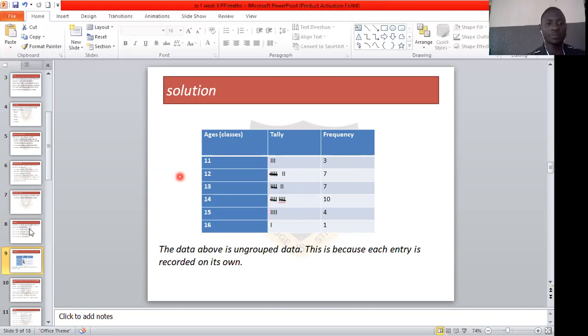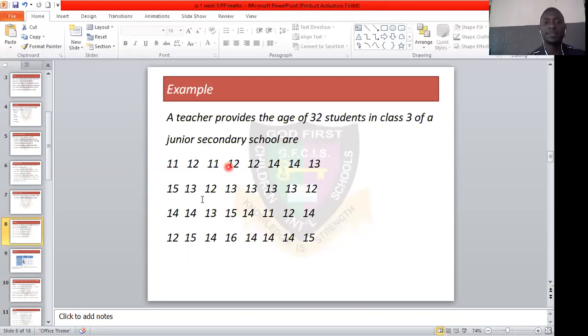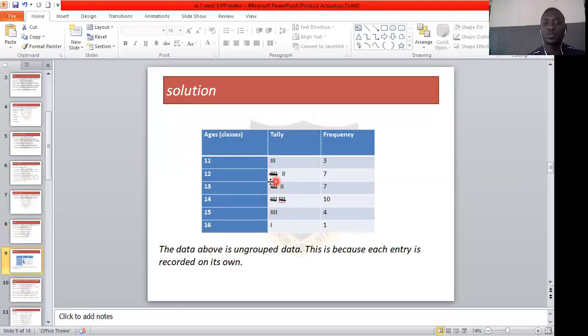For 12, we have 1, 2, 3, 4, 5, 6, and 7. So we have 7 strokes. I told you the fifth one, you strike across the 4 strokes to give you 1 bundle. So we have 1 bundle and 2 strokes, giving 7. So you have 7.